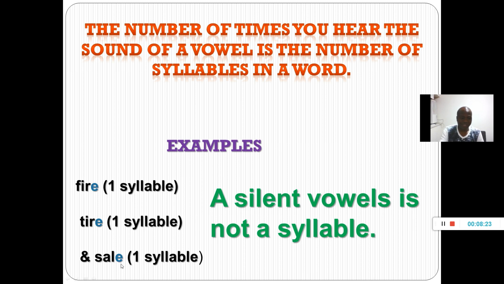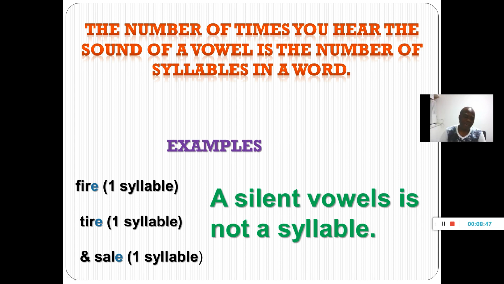But our last example, we have sail. There is a rule in English. It is called the LE rule. What does it mean? It means that whenever a vowel is followed by LE, that is not a syllable. LE would never be a syllable. Let me give you an example so you can understand.